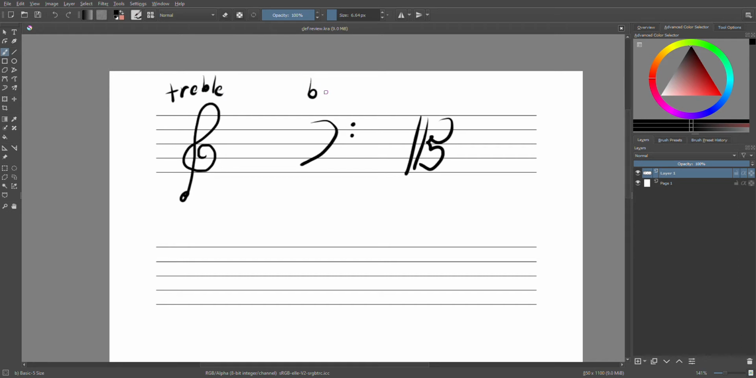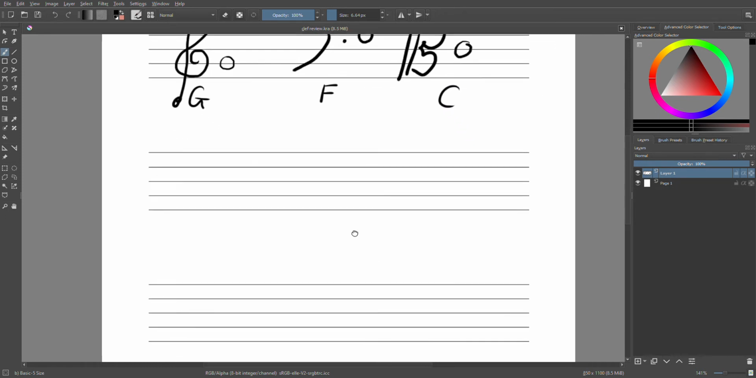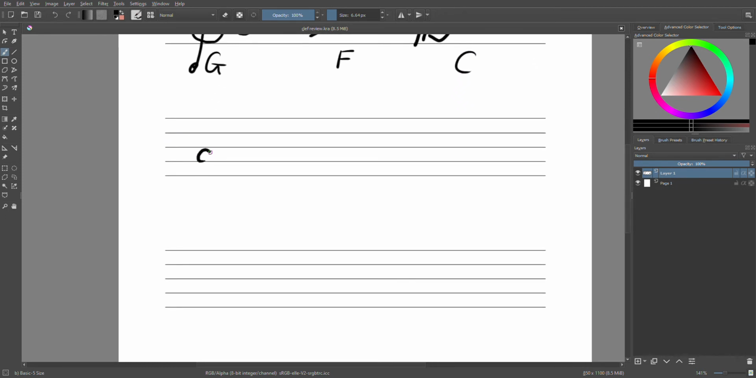Treble, bass, alto. The treble clef, this little swirl thing, goes around the G line, therefore it's also called the G clef. The bass clef, these two dots here, they go around the F line, so this is also called the F clef. Then finally, the alto clef goes around the C line, these little curves here, and therefore it's the C clef. Let's take a look at the treble clef first.